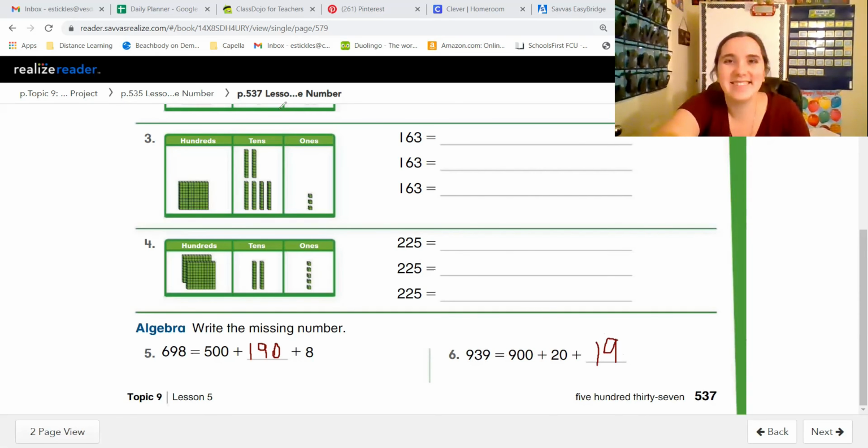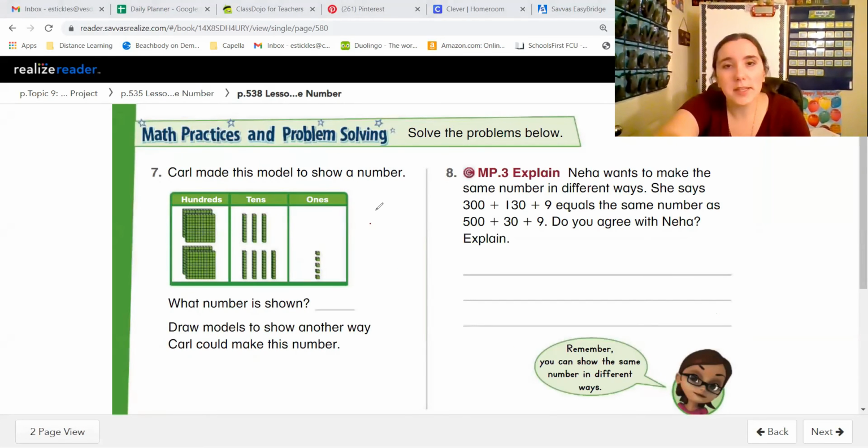Let's turn the page. Let's do number 7. Carl made this model to show a number. What number is shown? So let's read this first. We have 1, 2, 3, 4, 4 100 flats. So we could say 4 in the hundreds place. And then let's count the tens. 1, 2, 3, 4, 5, 6, 7. 7 tens or 70. So I'm going to put the 7 in the tens place. And then 1, 2, 3, 4, 5 ones. So the number is 475.